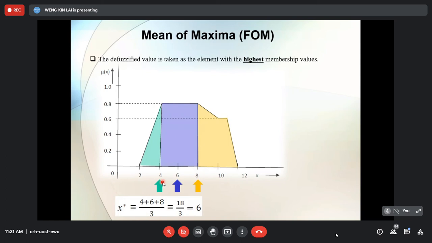Of course, some smart fellow will say, okay, what do I take in between? Rather than taking the maximum or the minimum, I take in between, the median. Same concept. So in this case, you get a 6.